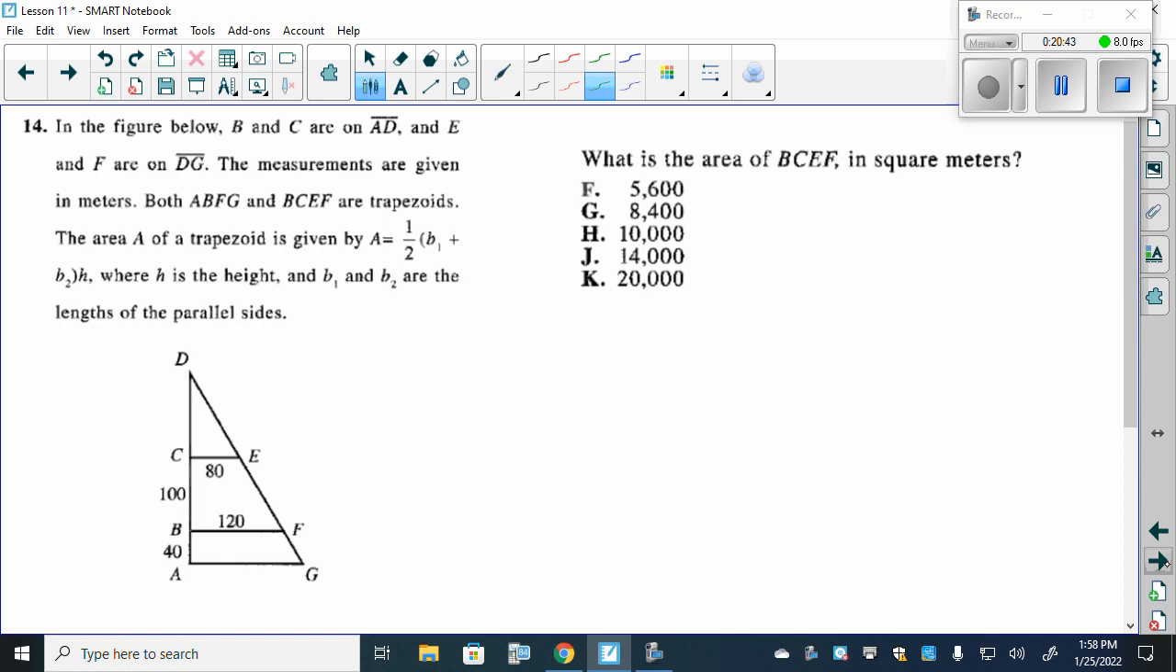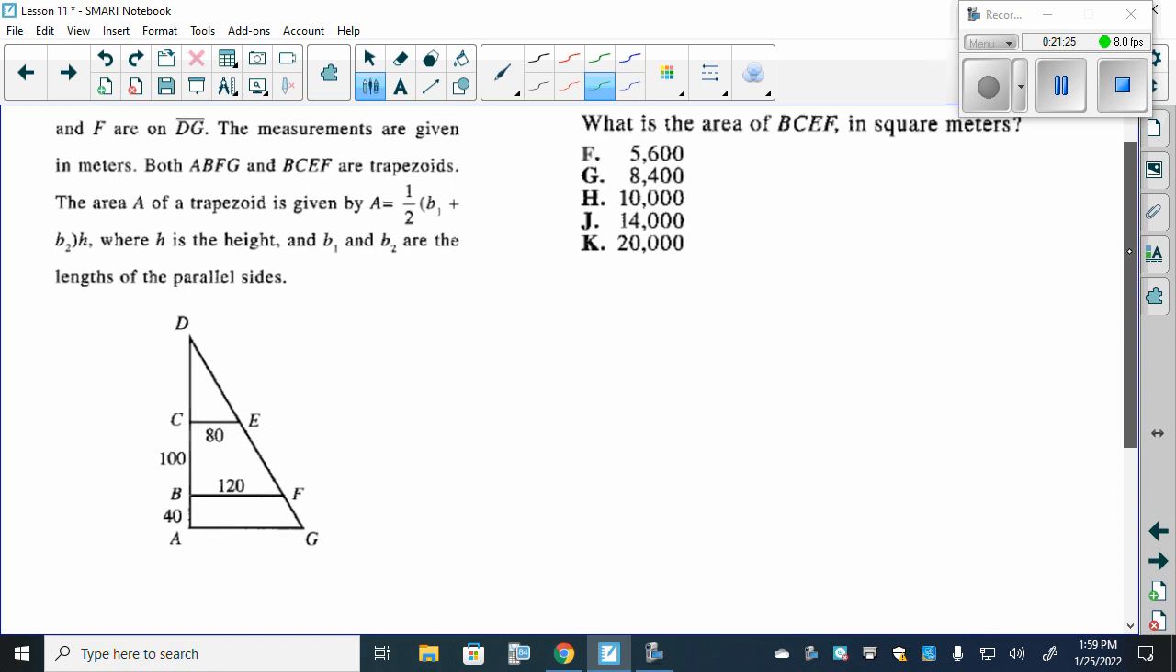In the figure below, B and C are on line segment AD, and E and F are on line segment DG. Okay, they have that in the figure. The measurements are given in meters. Both ABFG and BCEF are trapezoids. The area A of a trapezoid is given by A equals 1/2 times (base 1 plus base 2) times the height, where h is the height, and b1 and b2 are the lengths of the parallel sides. What is the area of BCEF in square meters?